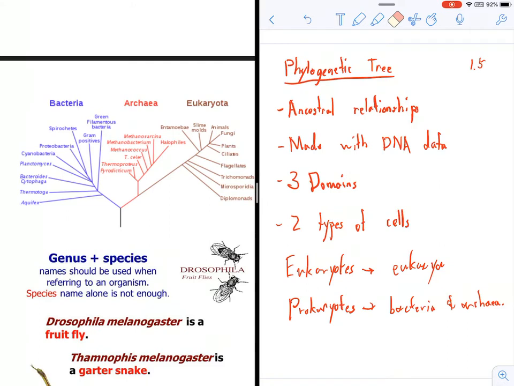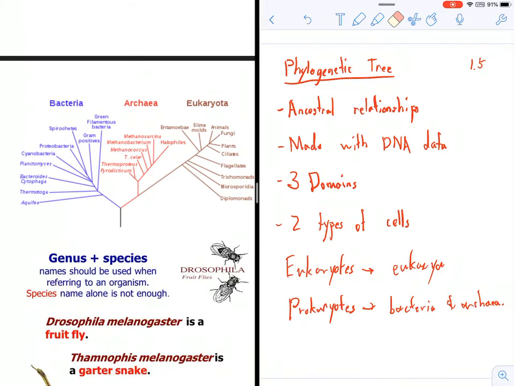Furthermore, we also classified bacteria and archaea into the categories prokaryotes, which means they don't have a nucleus. Humans and other eukaryotic cells have a nucleus, so we are called eukaryotes. The nucleus is basically a shell in the middle of the cell that stores the DNA. And since bacteria and archaea are considered prokaryotes, they do not have a nucleus.